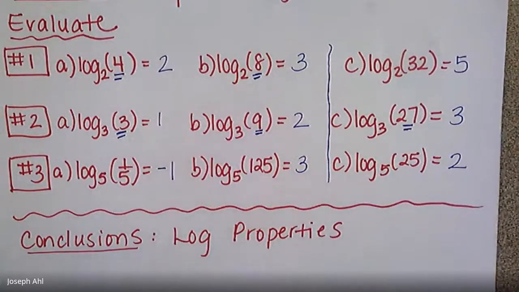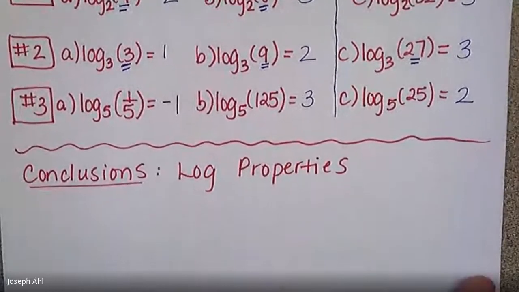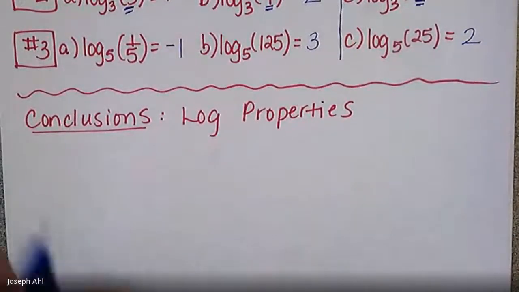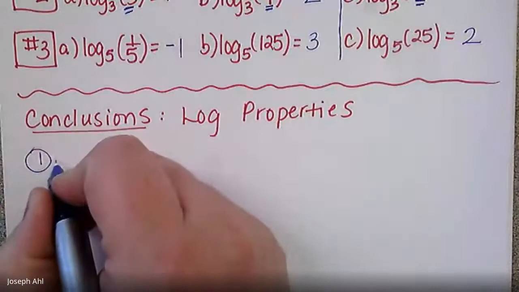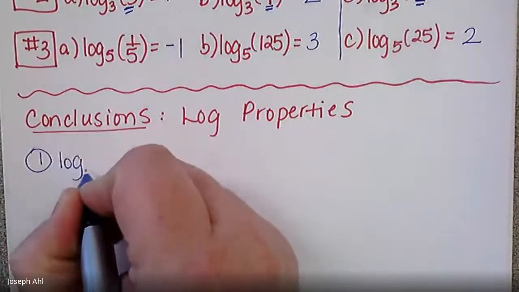So that leads us into some log properties here. There are going to be 3 of them that we list. The first one being, in general, the product rule.